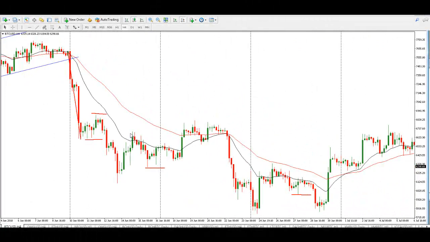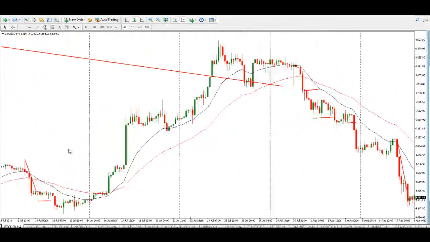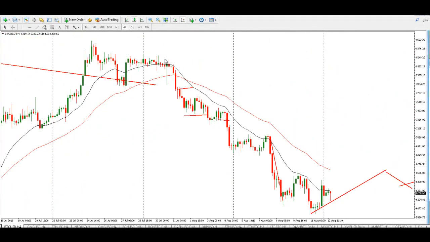So you get a nice little 1-to-1 on this trade, boom. So this stuff works, guys. And this is the last down one we had. You see how it went to the 20 moving average, but it didn't really hit it, but it went close enough. So if you took this trade, it would be a valid trade.